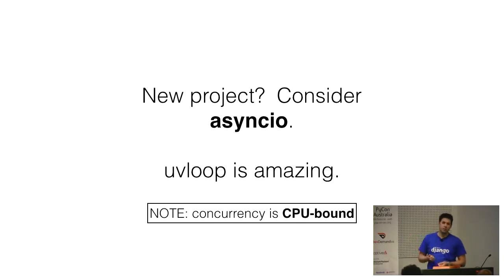That's why UV Loop is so incredible, because it actually gives you all this headroom, because all of the event processing is based on libuv. So the amount of concurrency you can do with UV Loop as opposed to just plain Async IO or Tornado or Twisted or any of the other frameworks is much, much better.